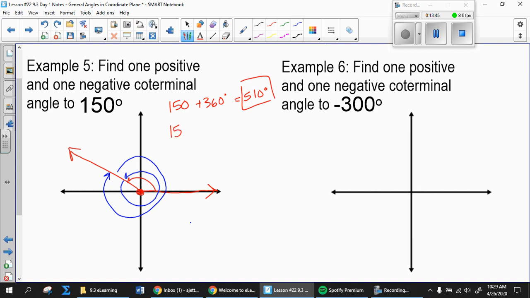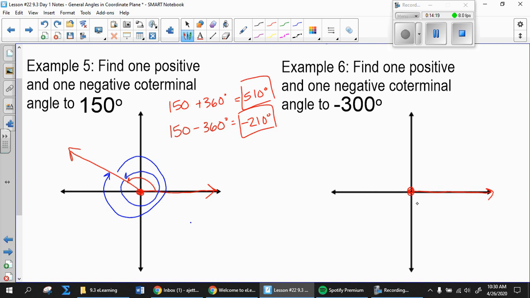The other thing we can do is take 150 and subtract 360 from it. So I can go 150 and then go clockwise and subtract 360 from it. And that's also going to put me in the same spot. We can do the same thing here, and that's going to give me negative 210 degrees, which is also coterminal. So it gives me one positive answer, one negative answer. Same thing over here, negative 300 degrees.